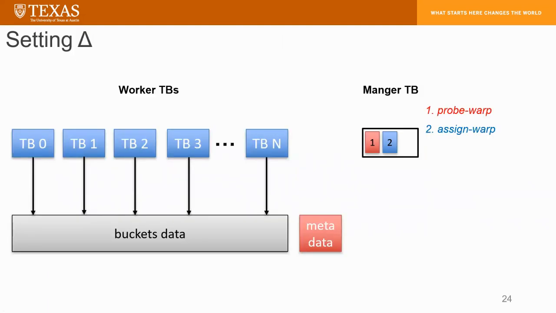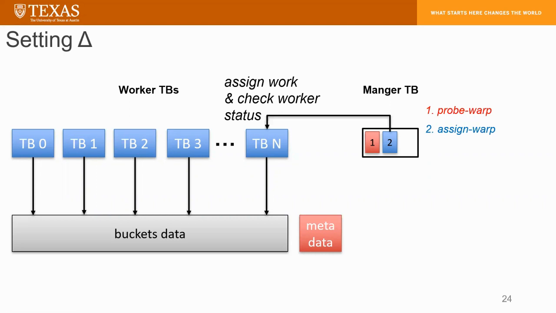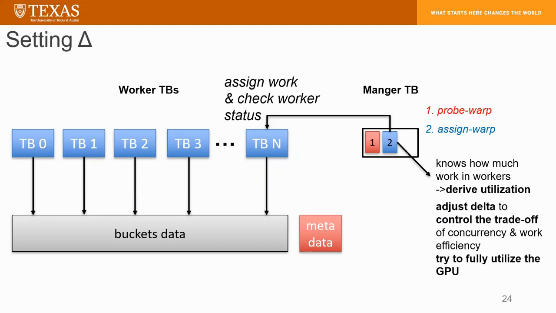The final piece of the solution is setting delta dynamically. We have this assign verb, which is responsible for assigning work and checking on worker status. So it knows the current level of GPU utilization, and we can use the utilization information to adjust delta to try to get the GPU fully utilized. That makes the assign verb the natural candidate for setting delta.